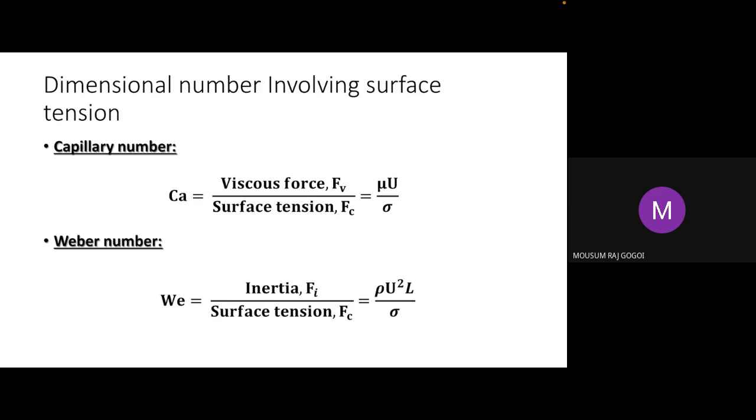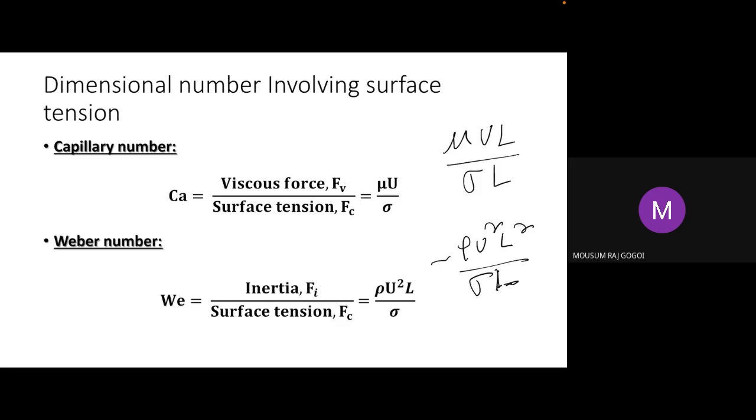This viscous force we can write in terms of mu, u and L, and sigma times L is the surface tension force. This characteristic length gets cancelled, so it will be mu u by sigma. Similarly, the Weber number is the ratio between the inertia and the surface tension force. The inertia force we can again scale as rho u squared L squared, and the surface tension force is sigma times L. Finally, one L gets cancelled, and the Weber number will be rho u squared L by sigma.